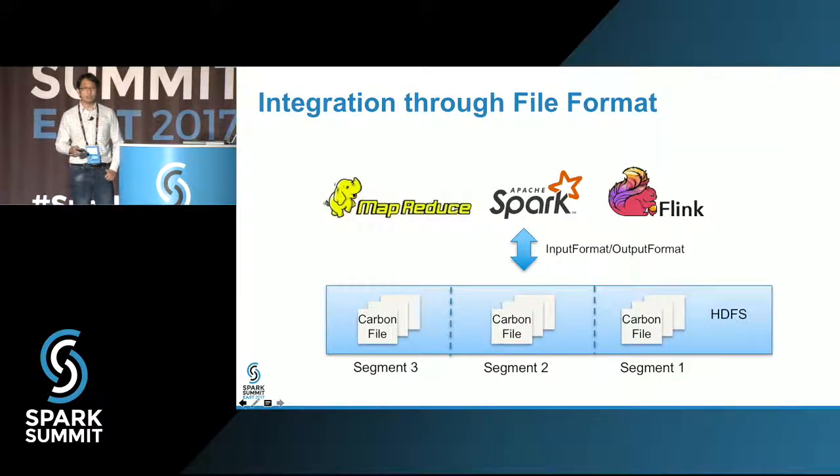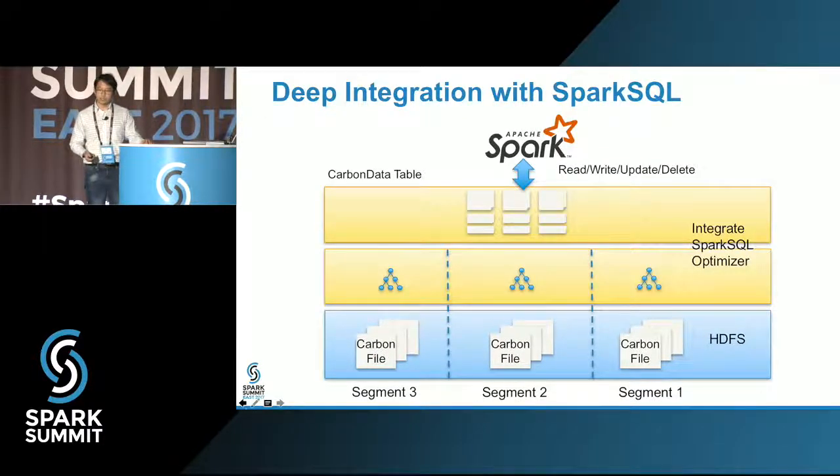CarbonData is a file format on top of HDFS. So we provide an input format and an output format, which work with any processing engine compatible with the MapReduce API. So Hadoop MapReduce, Spark, Flink, you can use it to read and write CarbonData with the file format API. And we did more to integrate with Spark SQL. Besides the file format, we also integrate the index and the dictionary into the Spark SQL optimizer.